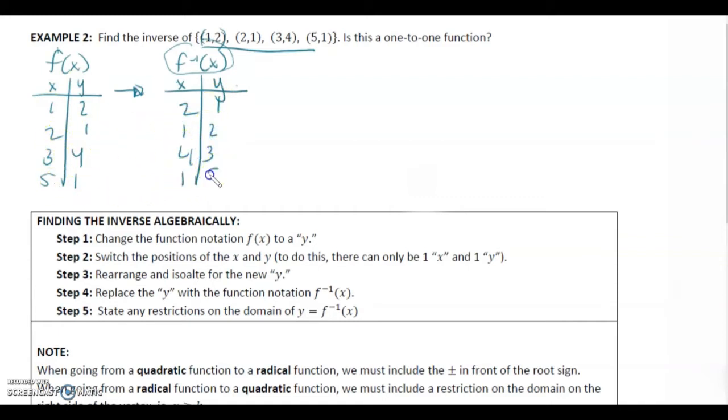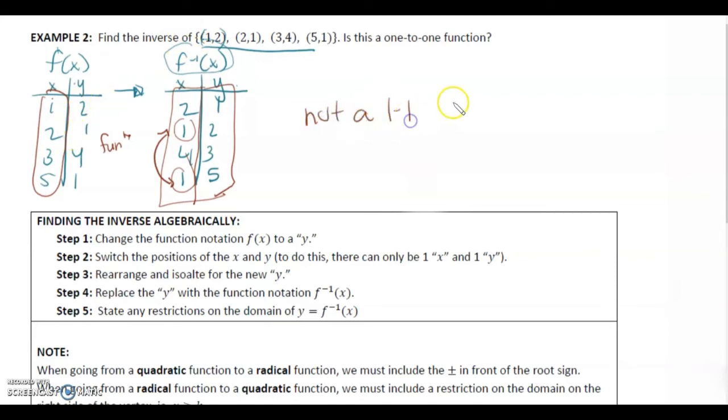5, 1, 1, 5. Okay, so taking a look at the original function, none of the x's repeat, so it is a function. Now, let's take a look at the f inverse. Essentially, do any of the x's repeat or do any of the y's repeat? Yes. This x repeats, that one repeats, and I'm talking about the x in the inverse, otherwise known as the y in the original. So this is not a one-to-one function.